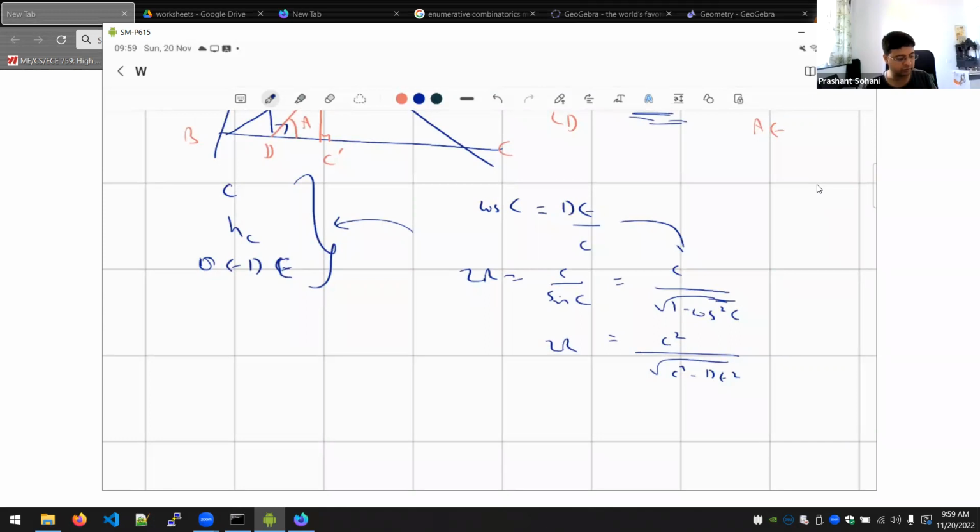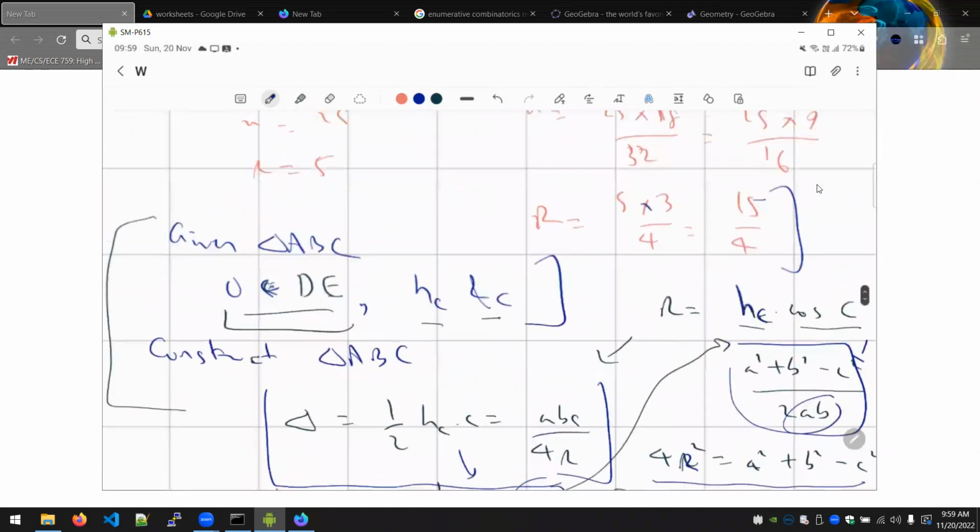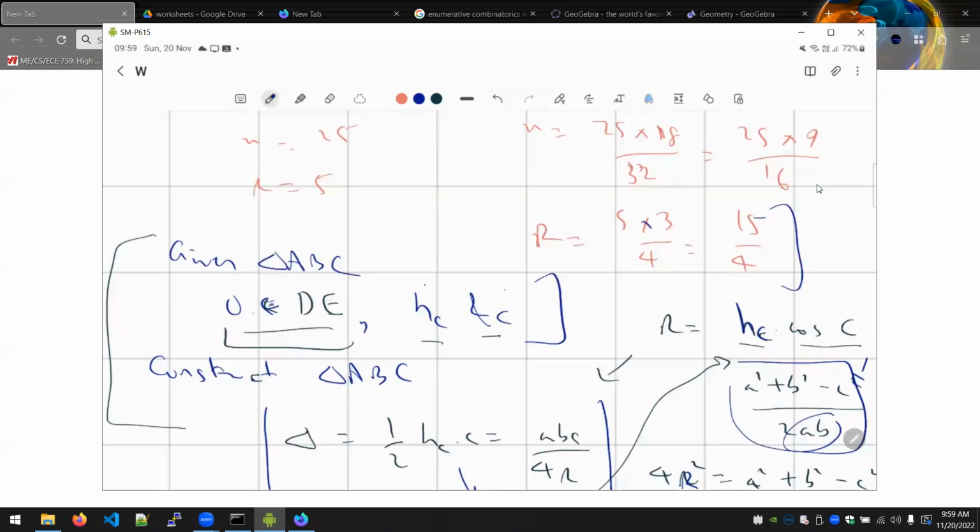No, wait. We don't know DE, right? D is given, right? We have HC is given. C, HC, and O is on DE is given. The fact that O belongs to D is given, not DE. Oh, okay. I thought that the length D was given. No.